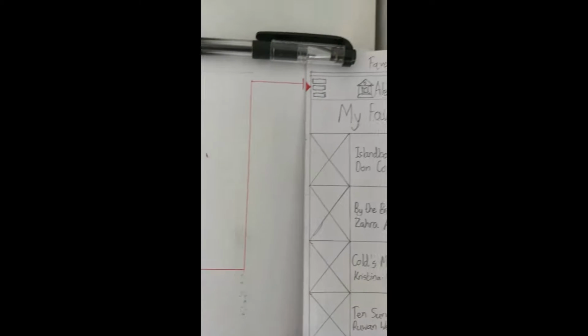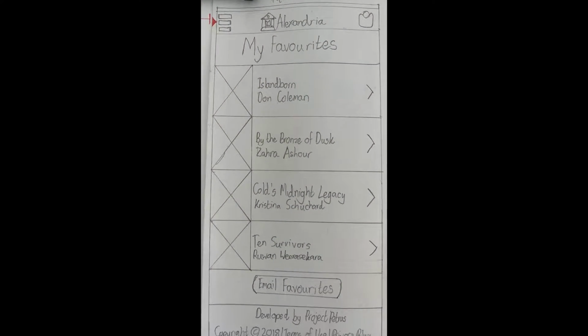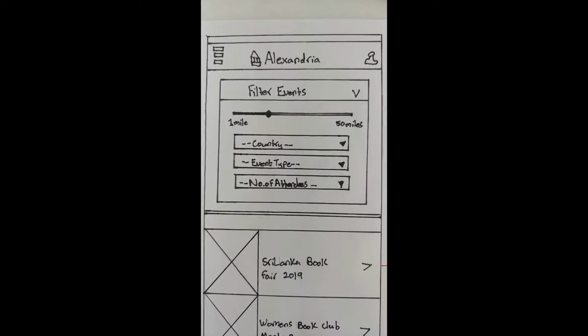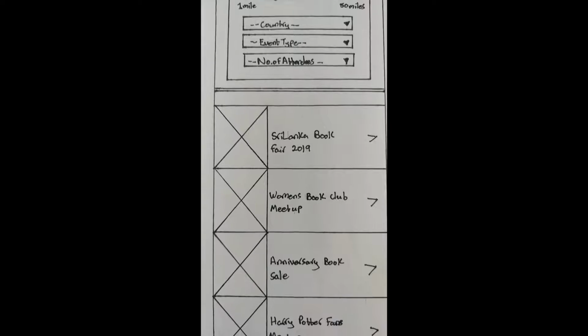When adding this book to favorites, the user's favorite list will be shown with the updated book. The user can also email their favorite list. The community page has a list of all the upcoming events with an option to filter between events.